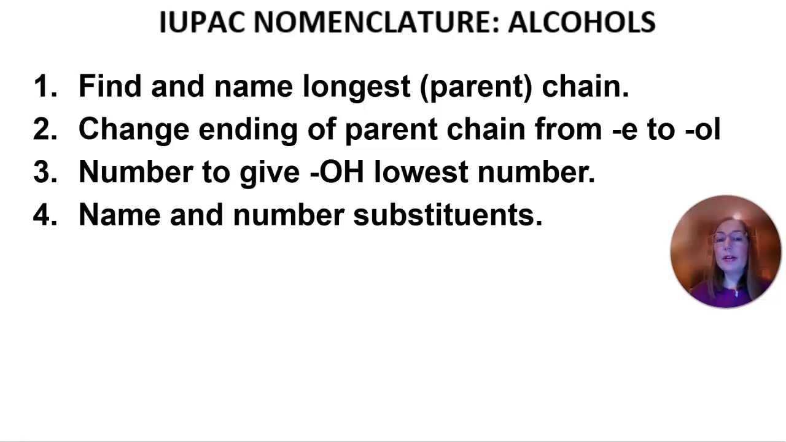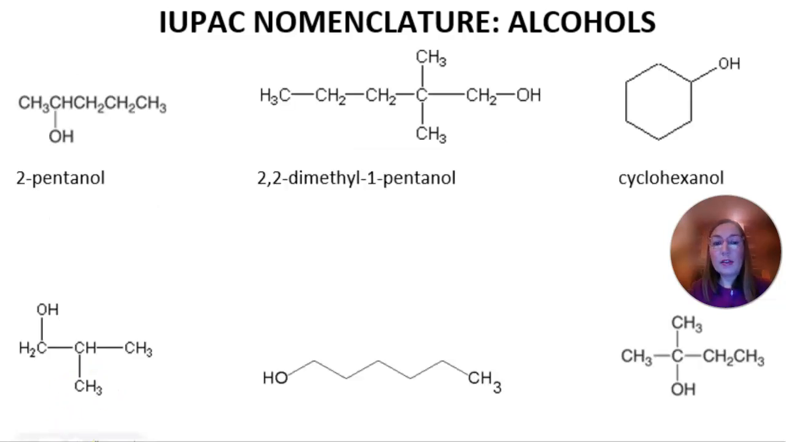Then we need to number to give that OH, or that hydroxyl group, the lowest possible number. And then we need to name and number any substituents. So let's go ahead and look at some common alcohols. In this first example, we see that there is a CH3, CH, CH2, CH2, CH3. So 5 total carbons. 5 total carbons is going to be pent.